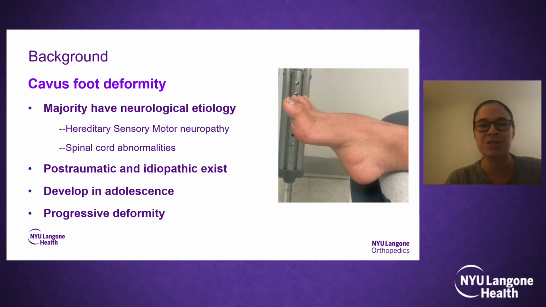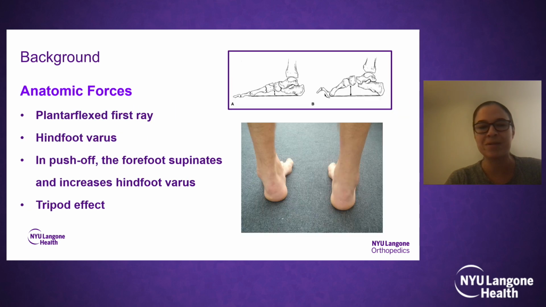CMT has a genetic origin. There's a duplication in the gene for peripheral myelin protein on chromosome 17. We also have to look out for spinal cord abnormalities, so if you see a new onset CAVIS foot, it's a good idea to get an MRI. Certainly a CAVIS foot could also have a post-traumatic or an idiopathic etiology, although that is a bit more rare. In most scenarios that we see, the earliest signs are present in adolescence or the young adult, and they can lead to progressive deformity.